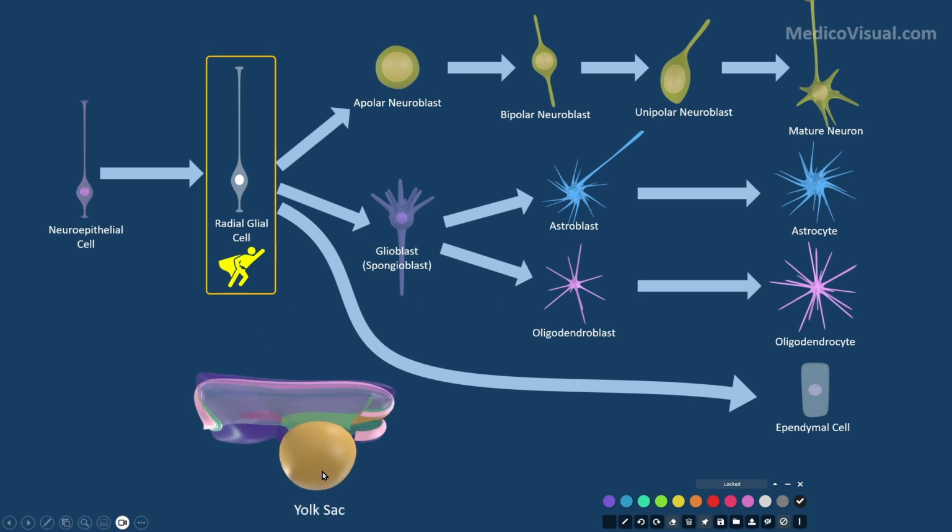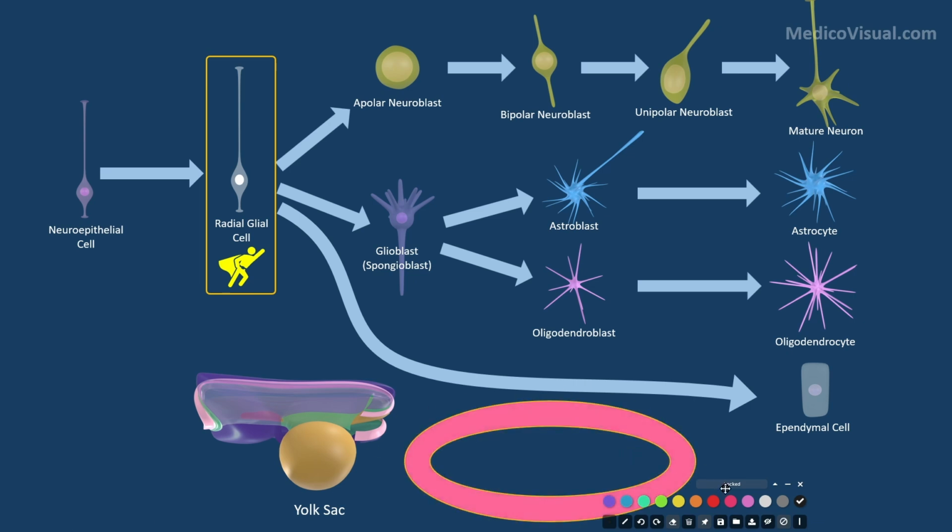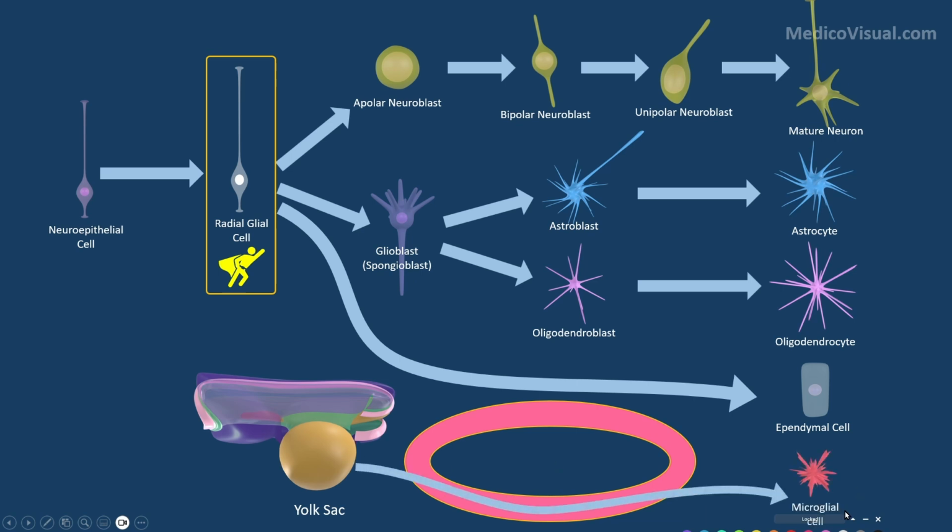And we have this yolk sac, the yellow one. As the blood vessels develop within the nervous system, they will bring the microglial cells into the nervous system. So as you can see from this diagram, it is clearly evident that most of the cells of the central nervous system develop from the radial glial cells, except the microglial cells, which are basically specialized macrophages of the central nervous system. These are the immune cells of the central nervous system.